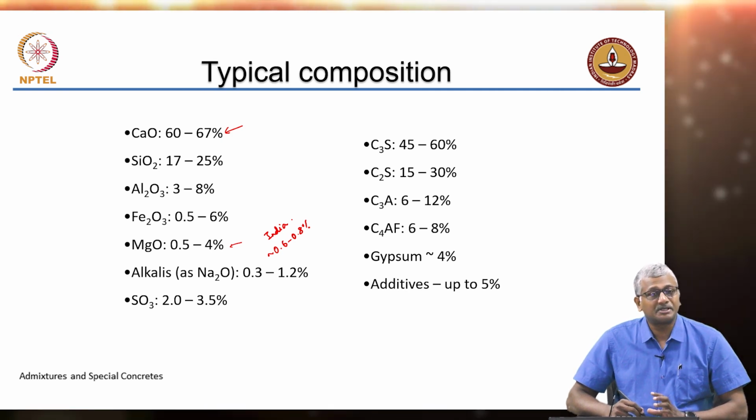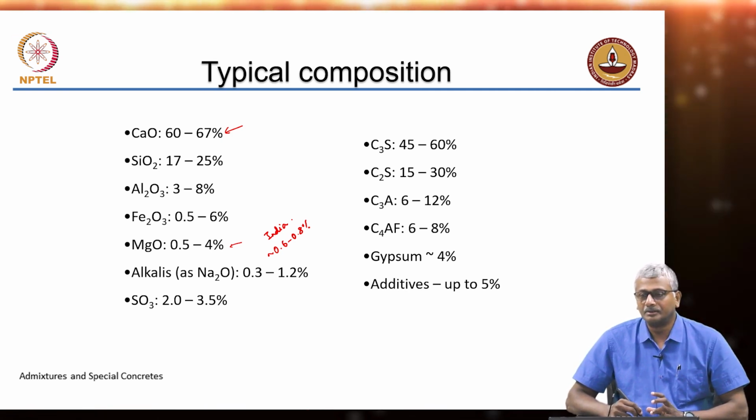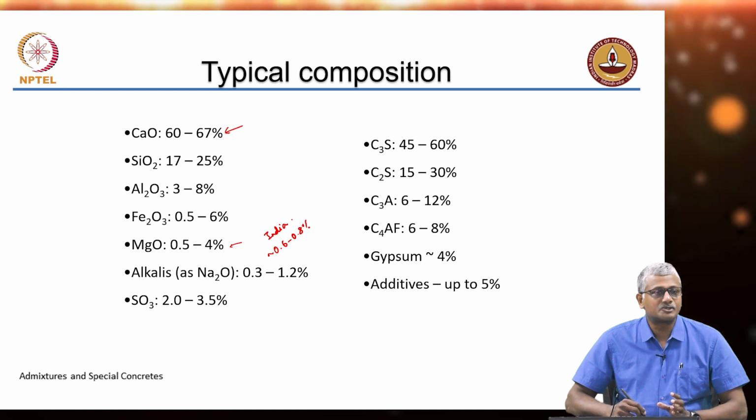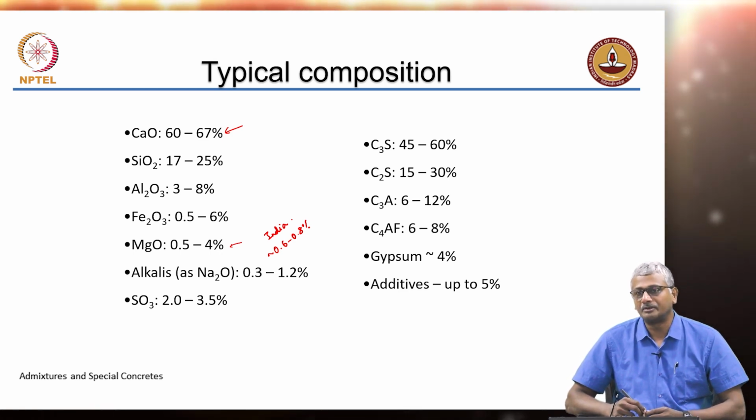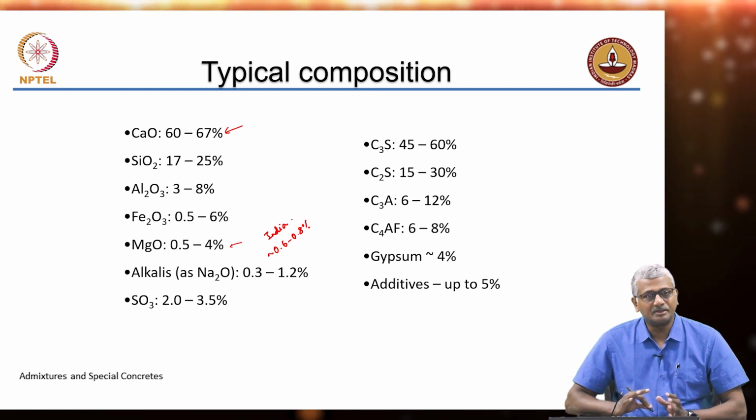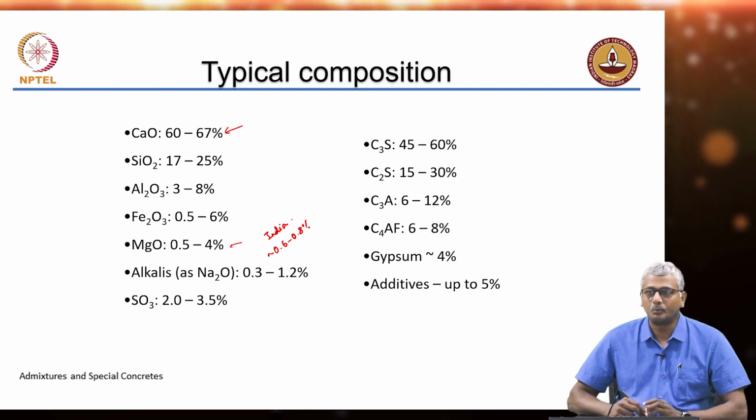Cements abroad typically tend to have a higher alkali content. Now, alkali content in cement helps to actually enhance the early age strength development of the cement, and that's why one has to be very careful about balancing this well.